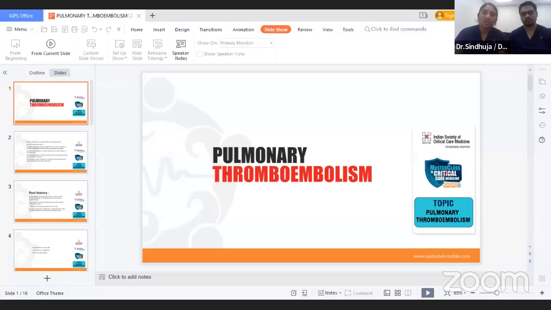No history of cough, fever, palpitations, sweating, vomiting, abdominal pain, involuntary movements, or headache. Okay. Past history: she is a known diabetic and hypertensive for 10 years. She was using telmisartan 40 mg OD, and glimepiride and metformin OD.